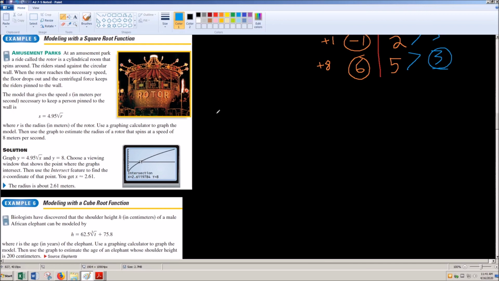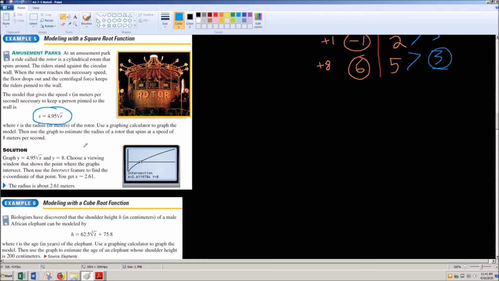So when we're looking at actually modeling one of these things, basically it's just giving us some function. Here we're saying the speed is going to be 4.95 times the square root of the radius of this thing. So basically we get some graph and we're saying, okay, plug in x for your radius. Okay, cool. And we want to see where our speed's going to be 8 meters per second.